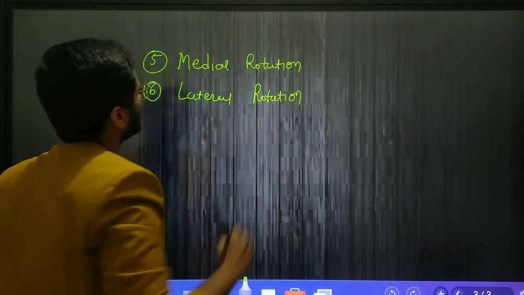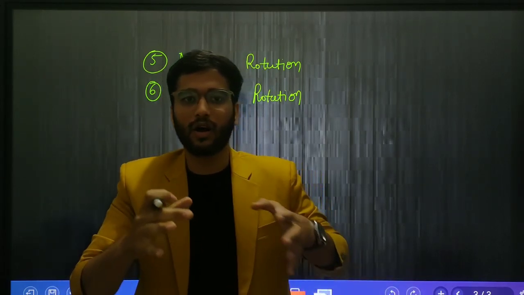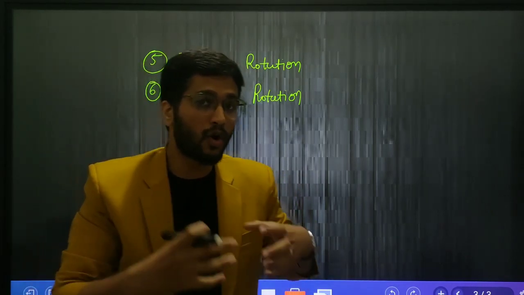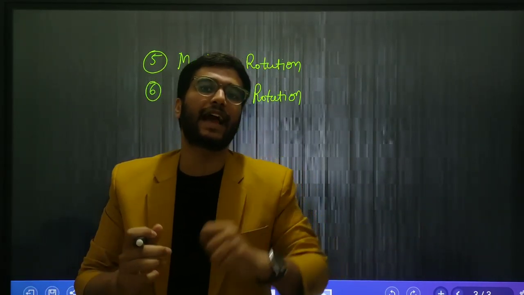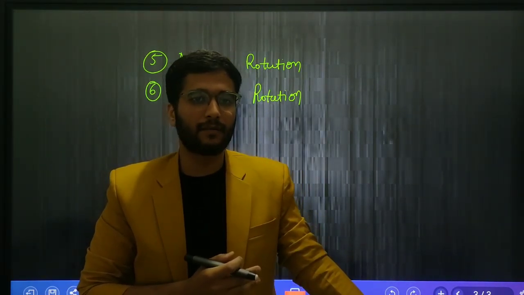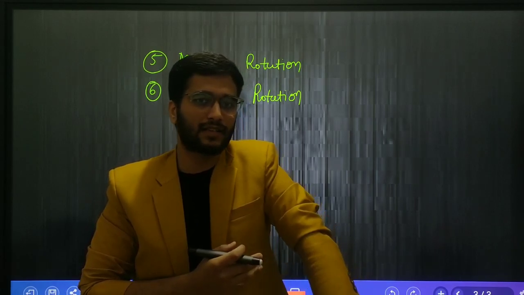So what is the medial rotation? When we rotate a body part towards the midline, that kind of movement is known as the medial rotation. Like this, suppose this is the arm. If we turn this like this, if I turn my shoulder like this, what happened?